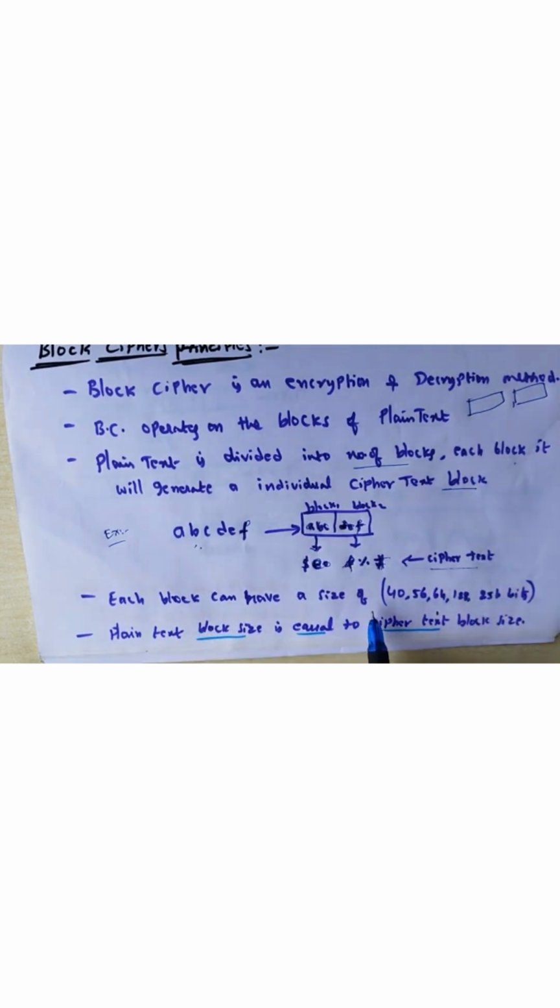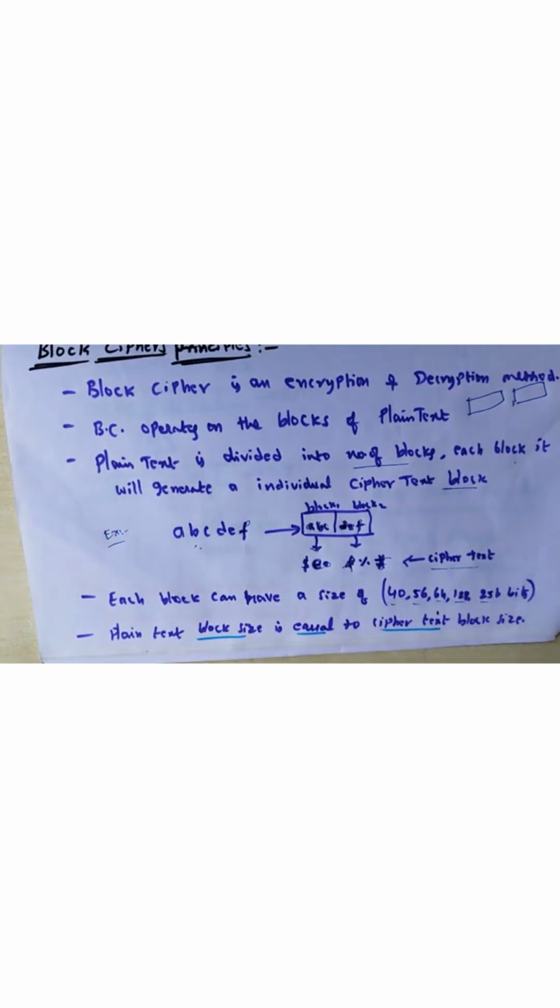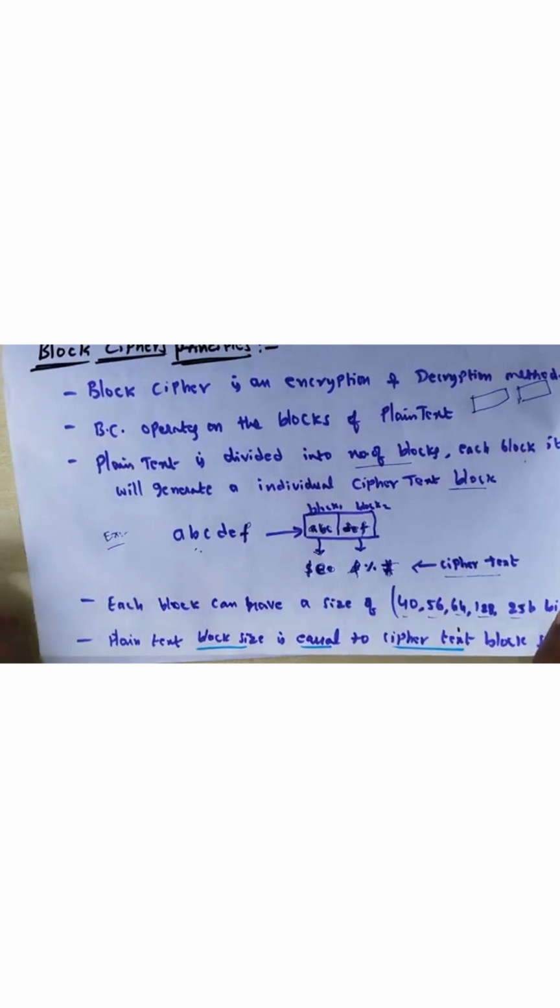Each block can have a size. Generally, the blocks will be divided into 40 bits, 56 bits, 64 bits, 128 bits, and 256 bits. These are the several sizes of blocks. The plain text block size is equal to the cipher text block size. The main thing here is that whatever plain text size we take, the same size of cipher text will be created after the block cipher operation.